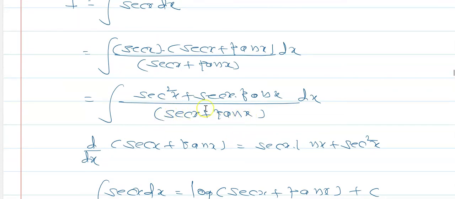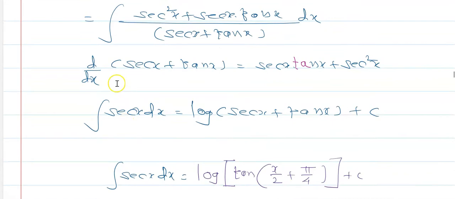Now what is the derivative of sec x plus tan x? The derivative of sec x is sec x into tan x, and what is the derivative of tan x? It is sec square x. And therefore here is a function, and its derivative is also present there. Therefore the integral of sec x into dx is equals to log of sec x plus tan x plus c.